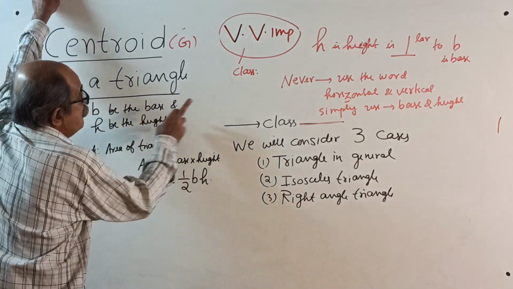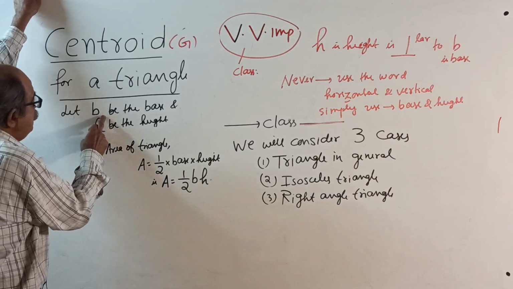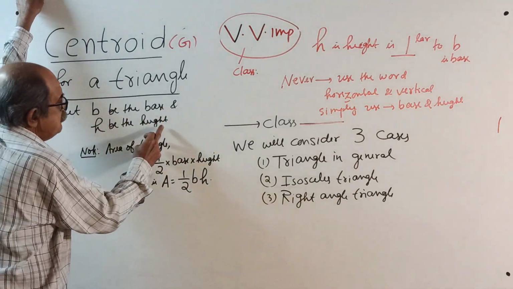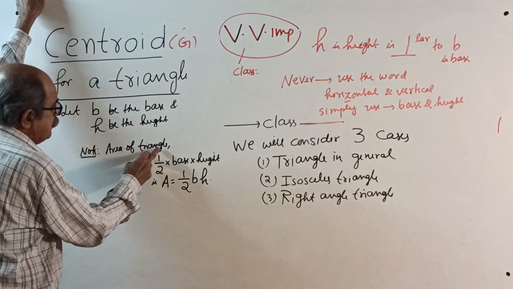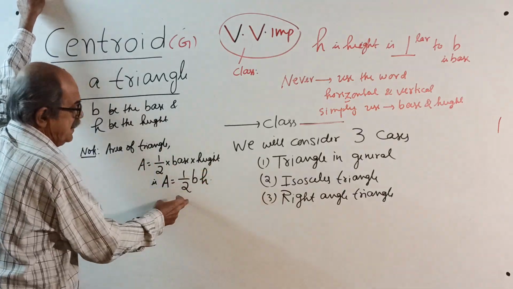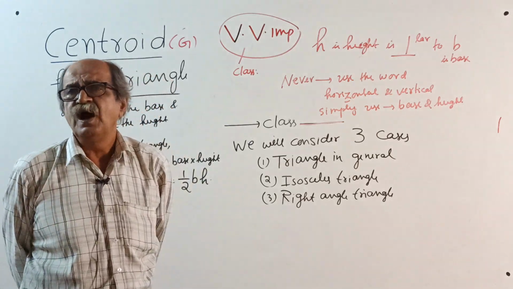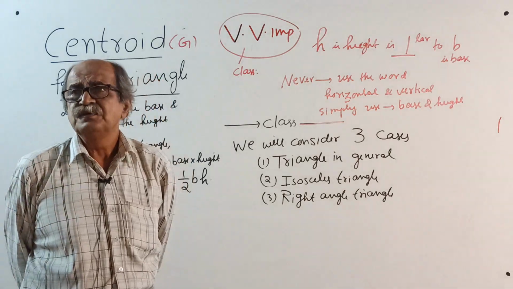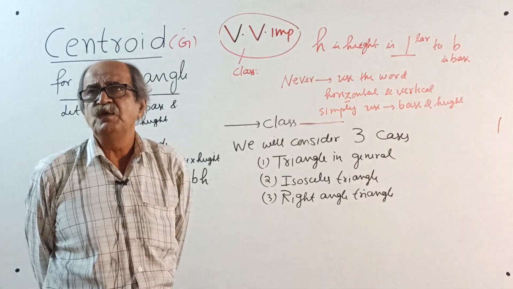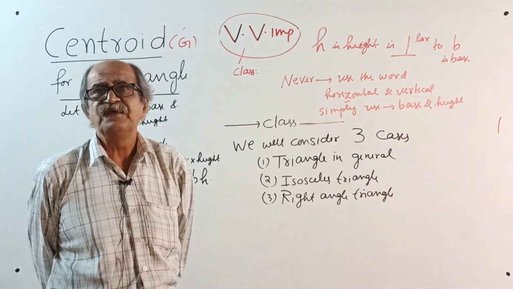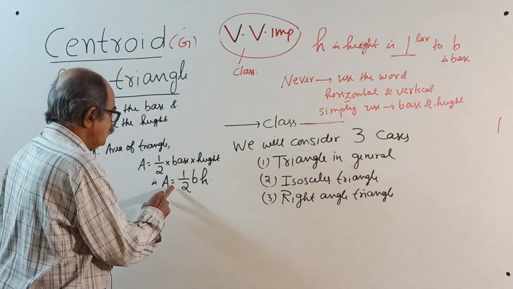Now, before we start, one basic definition. I won't write it every time. Let B be the base and H be the height. Everybody should know the area of a triangle equals half into base into height. Either you can say half into base into height, or half into height into base, or some people write base into height divided by 2, because base into height will give the area of a rectangle. A triangle is half of that, BH by 2, but we will always use half into base into height.